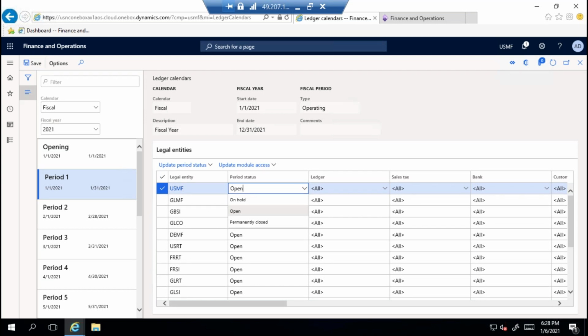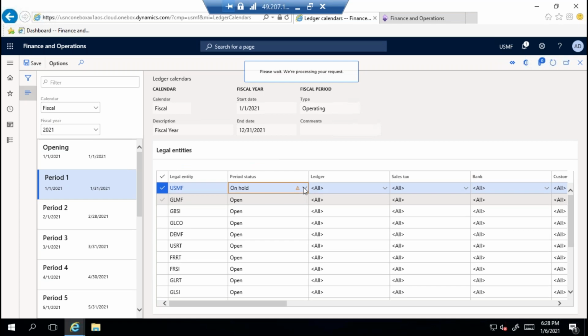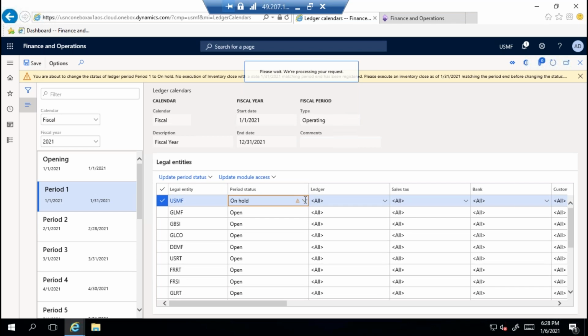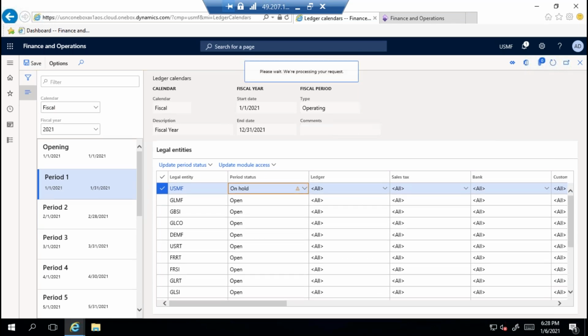Open means you can enter. On hold means temporarily closed. You can make it on hold, then you cannot post transactions. And if you want to post once again, you can make it open once again. Understood? You can make it open once again so that you can do some transactions, and once again you can make it on hold. Permanently closed means you cannot modify. Understood?